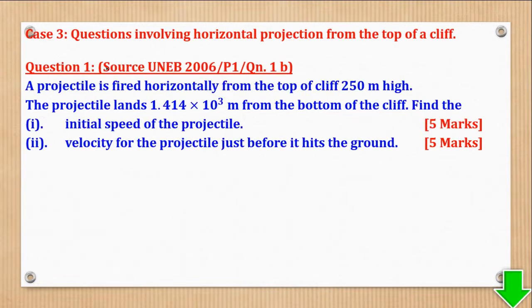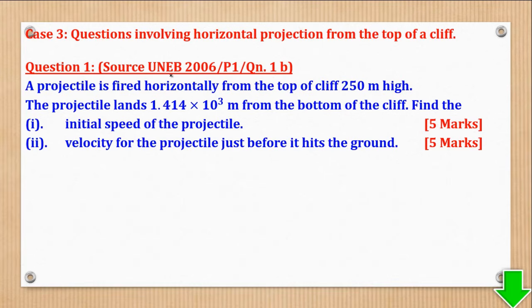Now the last category are questions involving horizontal projection from the top of a cliff. So the previous two, the first and second category, involved questions where projection was at an angle. But what if the projection is entirely horizontal? How do you deal with such questions? So this is the category we are going to look at.